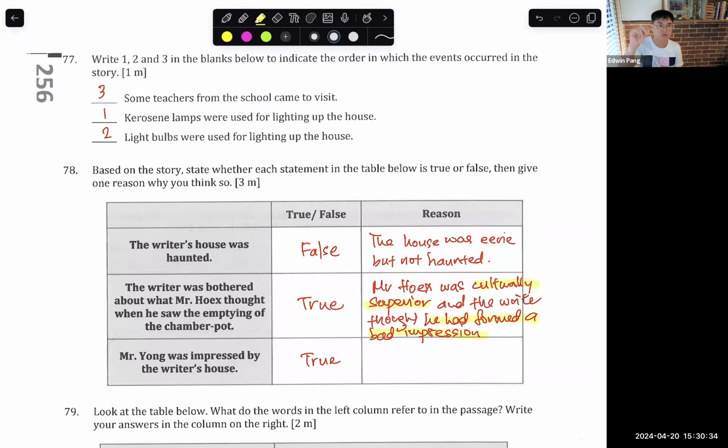saw him as a cultural superior, and then probably thought that he was forming a negative impression or bad impression because of what he saw with the chamber pot. Okay, so these are the two essential points that need to be there for this to work. If not, then it's not complete, it's not correct. You either get 1 point or 0. And you must have these two sub points in order to score that one main point. Culturally superior and had a bad impression of the family.